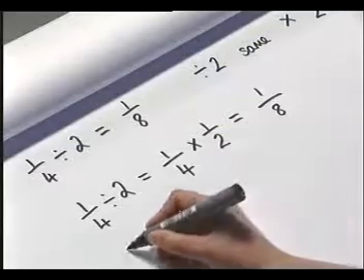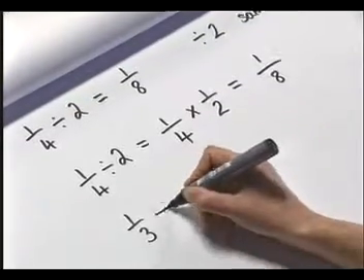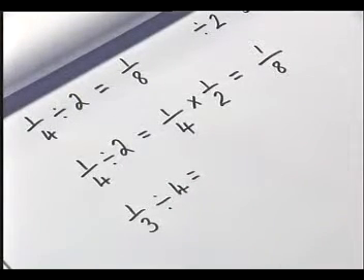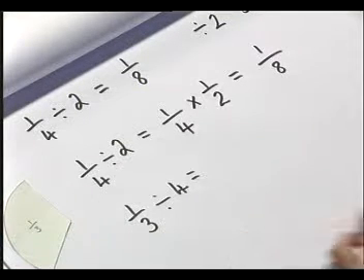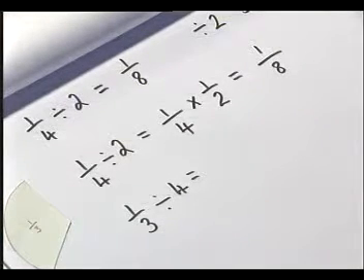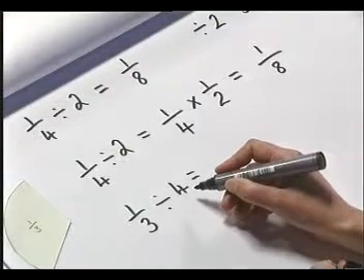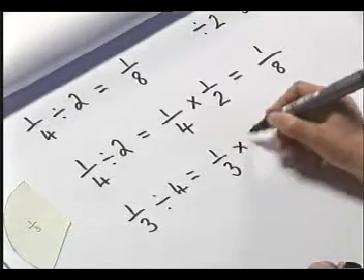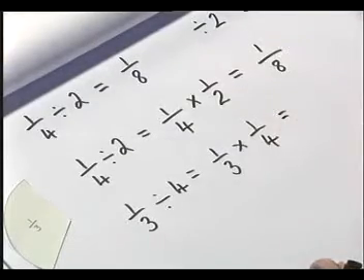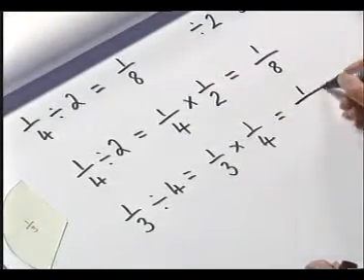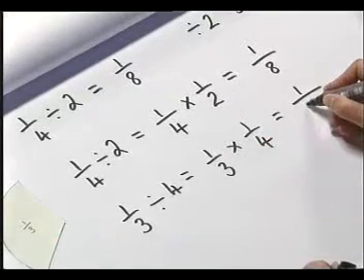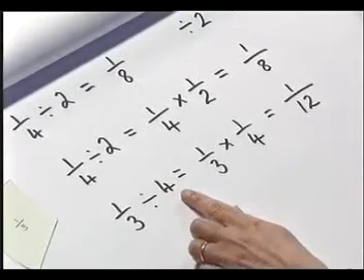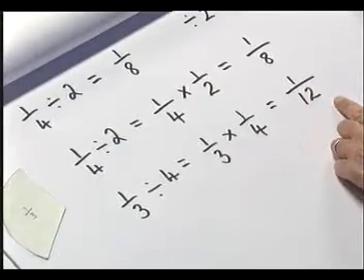Let's have a look at another example. A third this time, divided by 4. So we want to split our third into 4 pieces. Well, dividing by 4 is the same as multiplying by a quarter. So what we have is 1 times 1 for the numerator and 3 times 4, which is 12, for the denominator. So a third split into 4 pieces gives us a 12th.